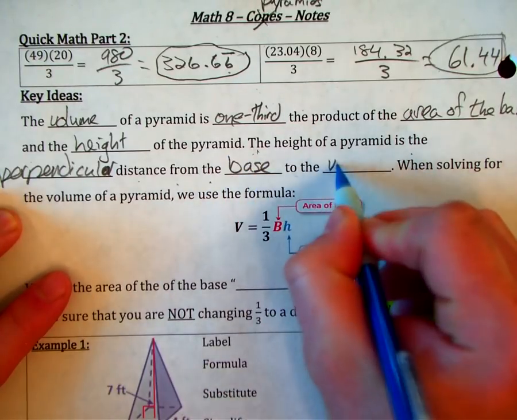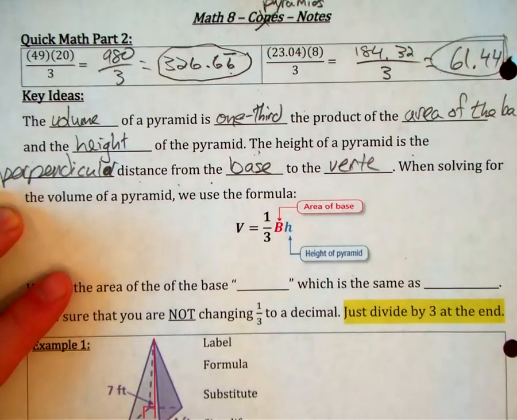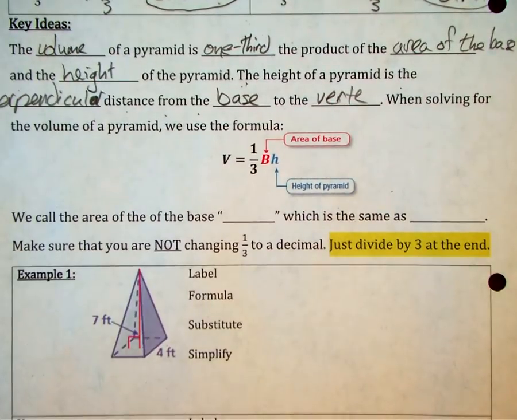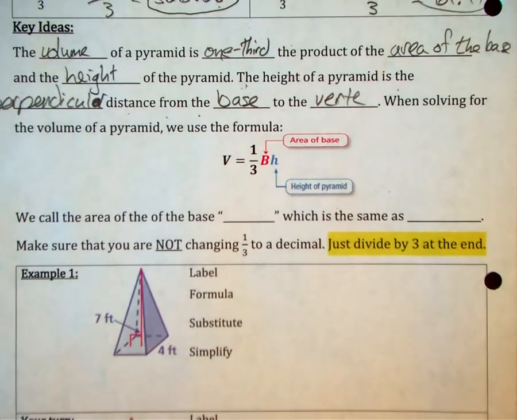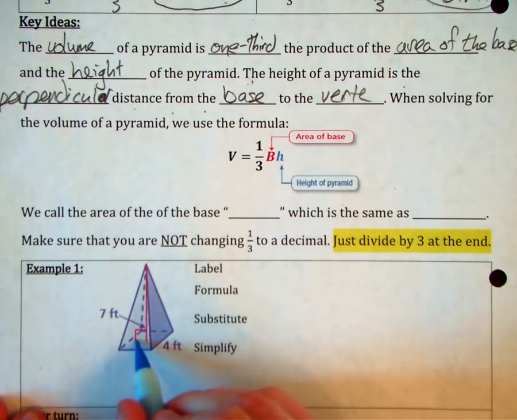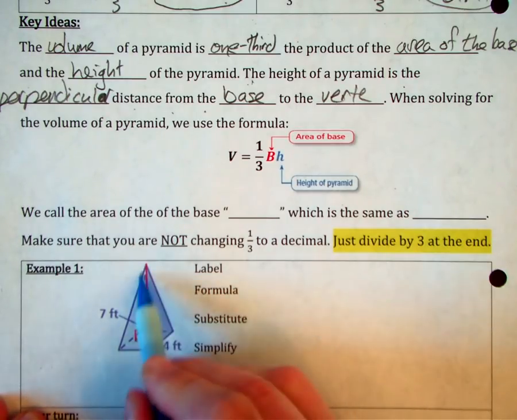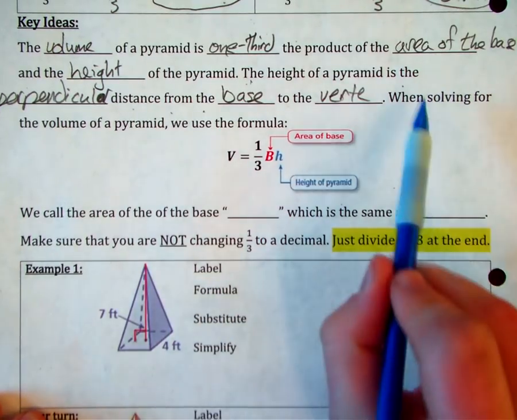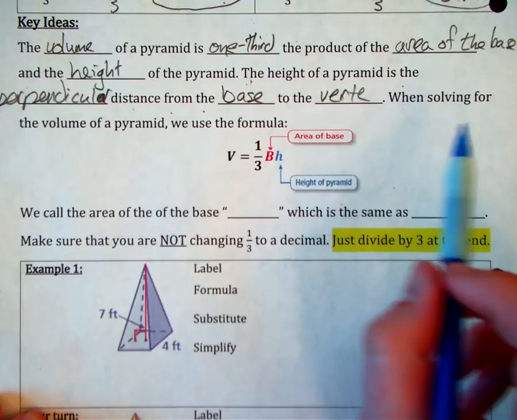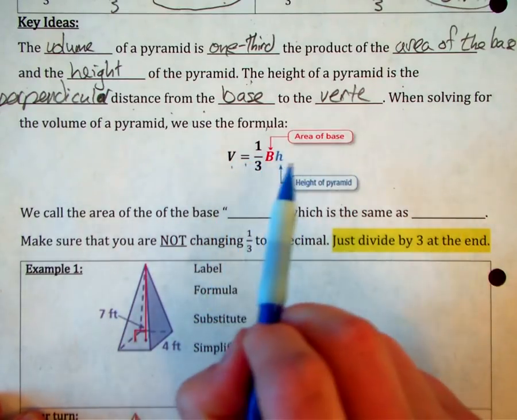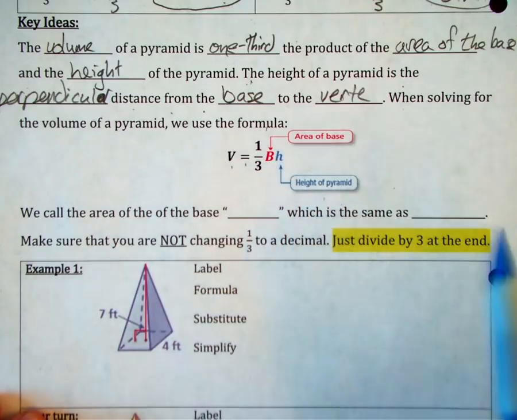to the vertex. And what it's talking about, if you've seen this picture as well, I'm going to scroll up a little bit. Zoom out and scroll up. It's saying that, notice how it makes that right angle. Again, it's going from the center of the base to the top point, the vertex. So then when solving for the volume of a pyramid, we use the formula, and it has volume is 1/3 times the area of the base times the height of the pyramid.